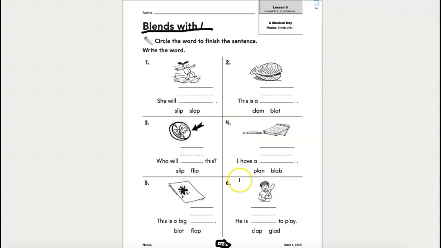Number 4 says, I have a blank. In our picture, we can see a notepad that has some notes on it. Would we say, I have a plan, or I have a blab? Which word fits best to complete the sentence? Circle the word and write it in the blank.